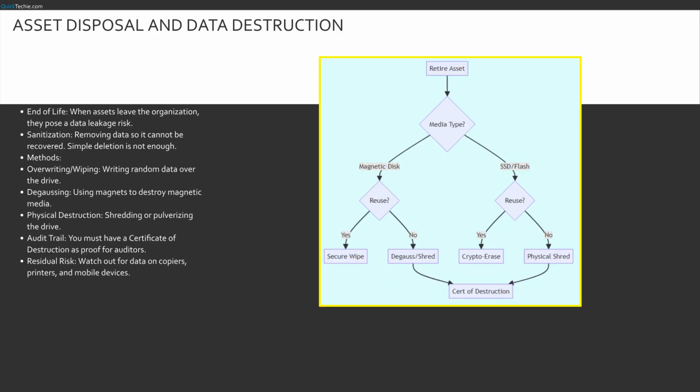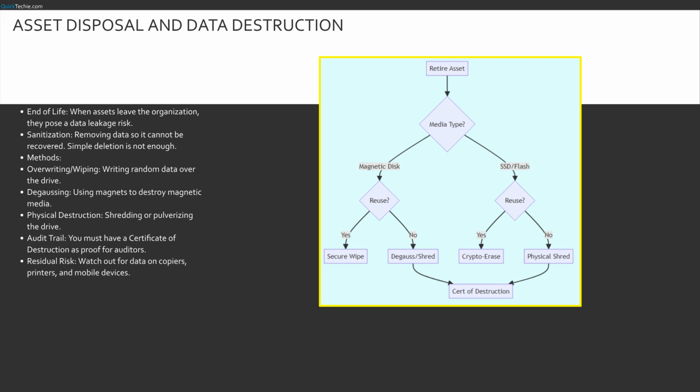The most dangerous time for an asset is when it leaves. Asset disposal requires strict sanitization. Simply deleting files isn't enough. They can be recovered. We use 3 main methods: overwriting, wiping the drive with random ones and zeros; degaussing, using magnets to scramble the drive; or physical destruction, shredding it into pieces. As auditors, we require a certificate of destruction as proof. Also, don't forget the hidden hard drives in office copiers and printers. They retain documents and must be scrubbed too.